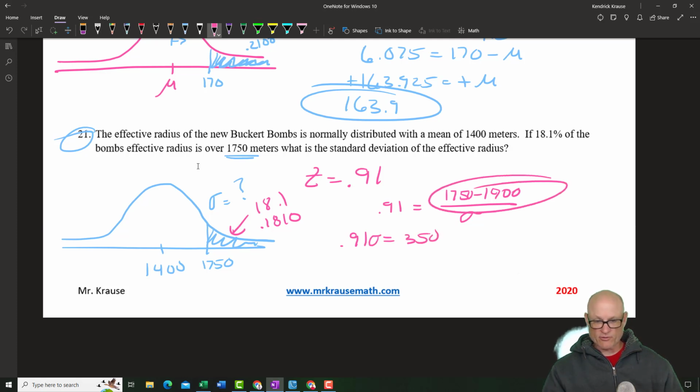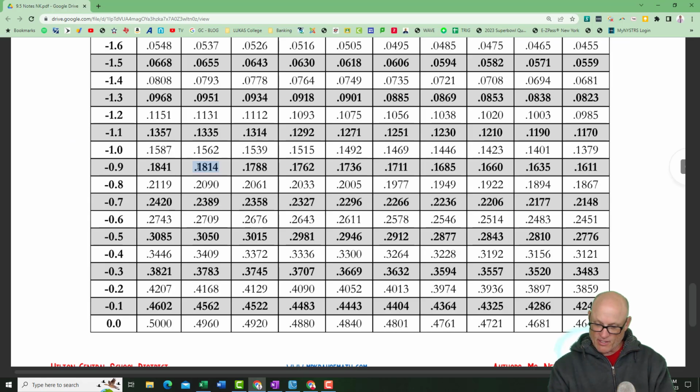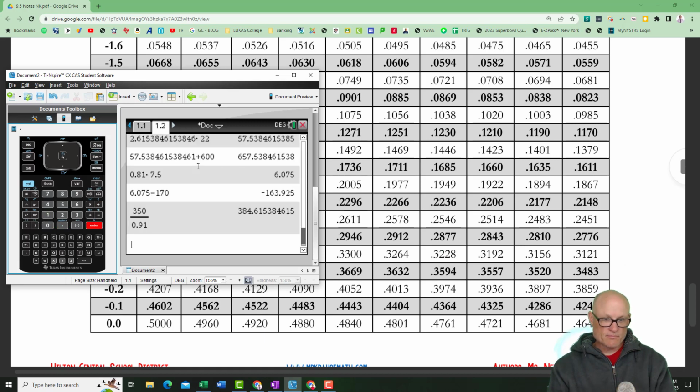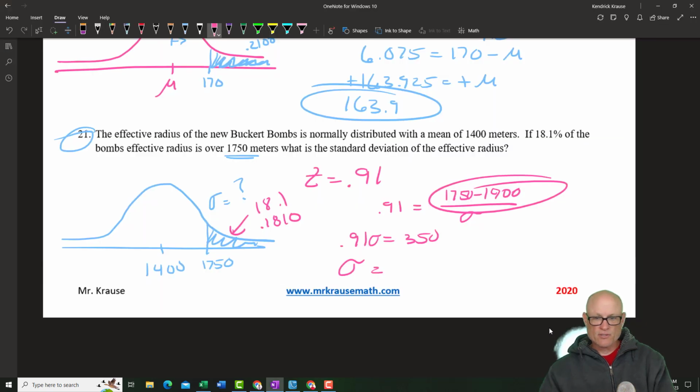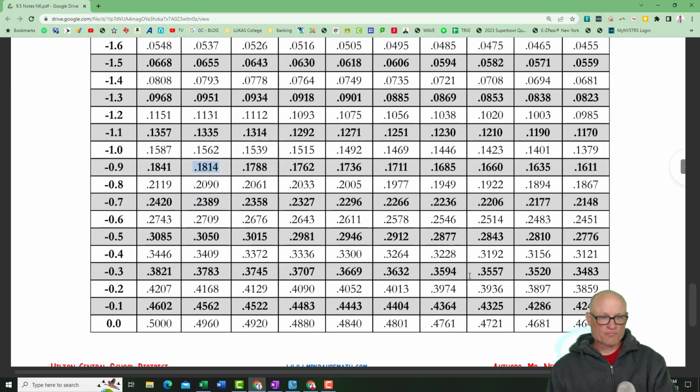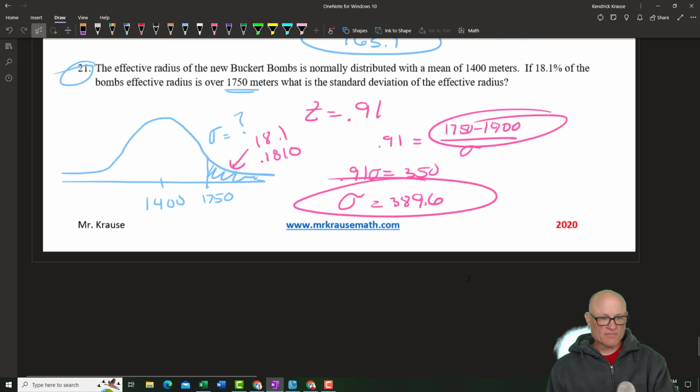All right, I just subtracted those. And then I just divide by 0.91. Standard deviation is 350 divided by 0.91. And 384.6. So that must be my standard deviation. All right, that's it for that piece.